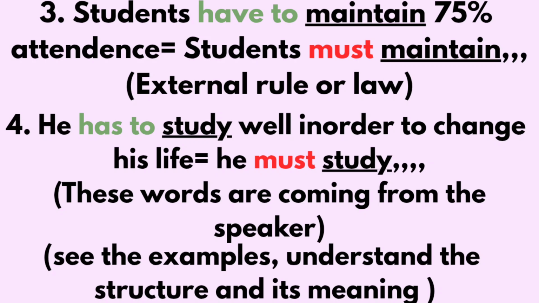He has to study well in order to change his life, equals to he must study well because he is a poor student and his financial condition is not good right now. He has to study well in order to change his life. These words are coming from the speaker. He must study well in order to change his position.